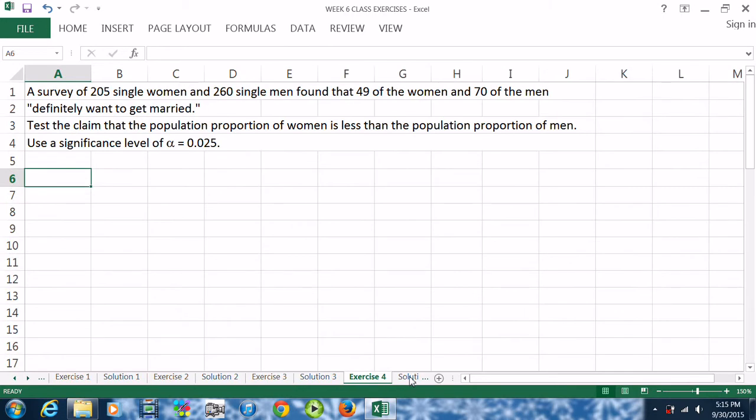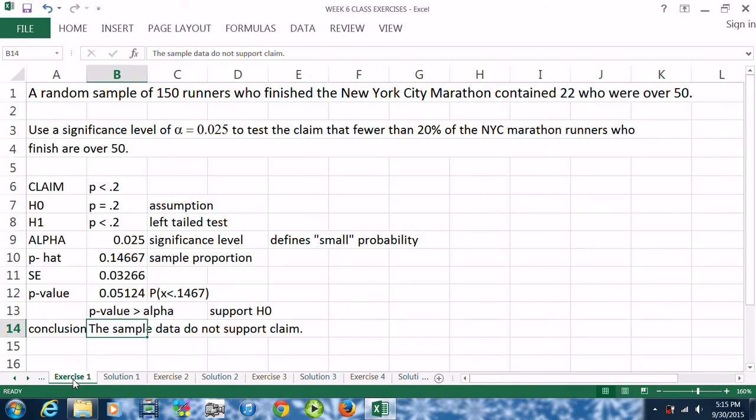Now I wanted to do one more example here, but we will save that for another video. So these are claims about proportions when you just have one proportion.